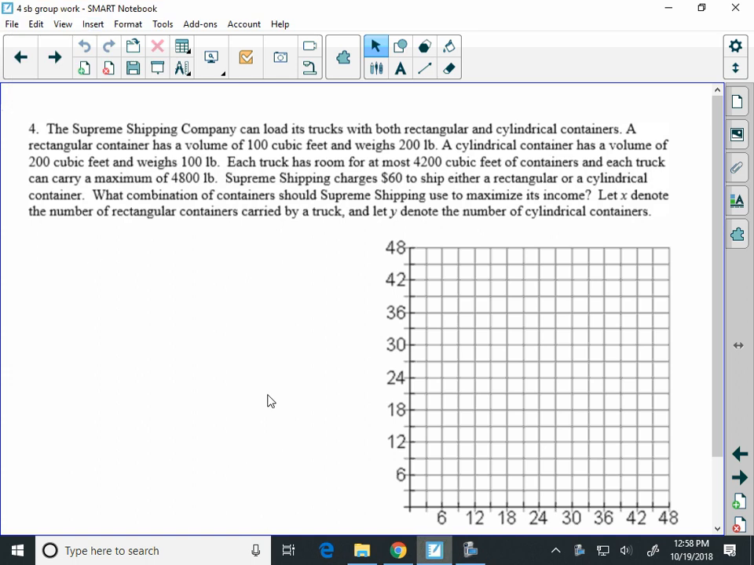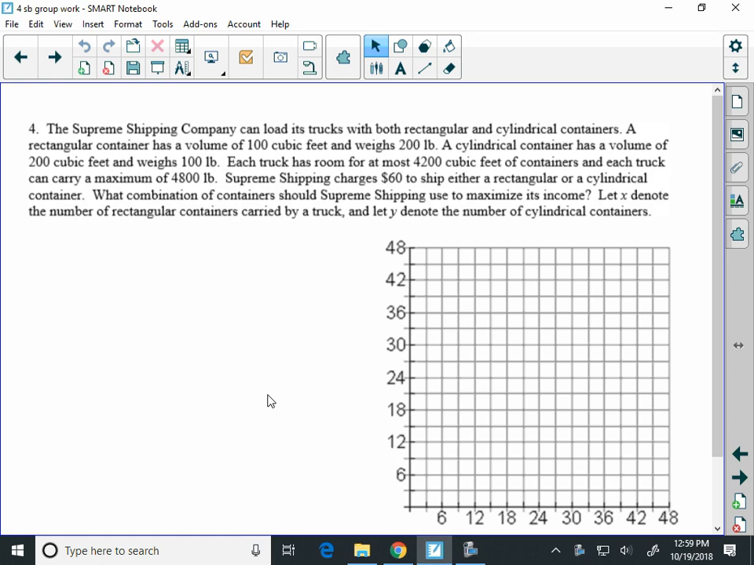Let's look at problem number 4 of our linear programming packet. The Supreme Shipping Company can load its trucks with both rectangular and cylindrical containers. The rectangular container has a volume of 100 cubic feet and weighs 200 pounds. The cylindrical container has a volume of 200 cubic feet and weighs 100 pounds.